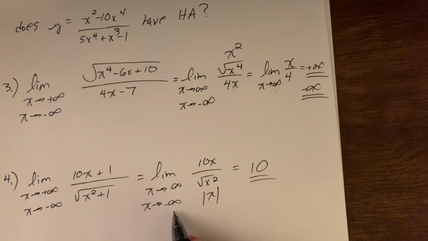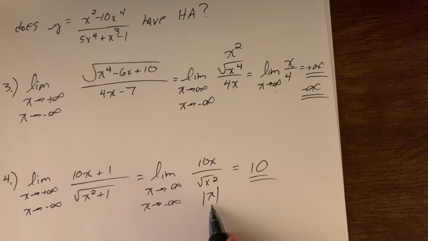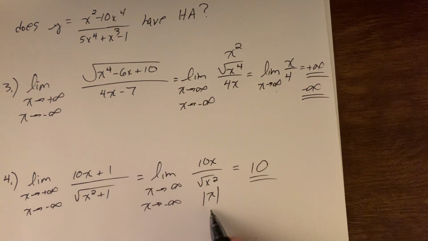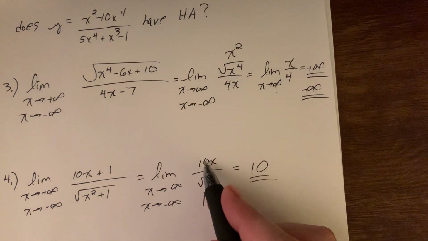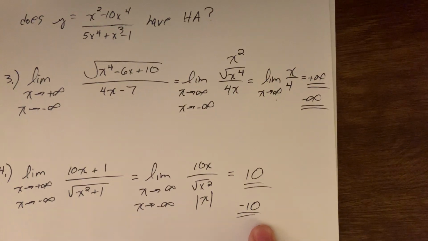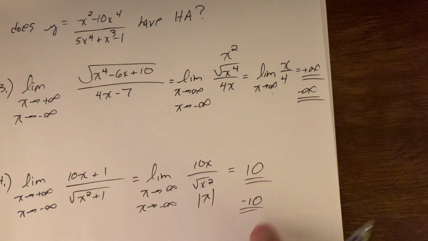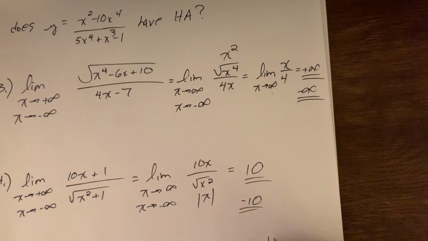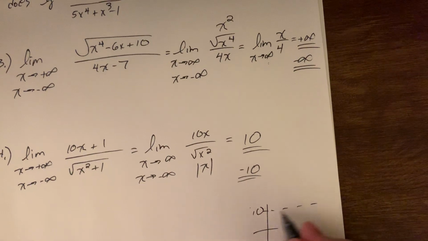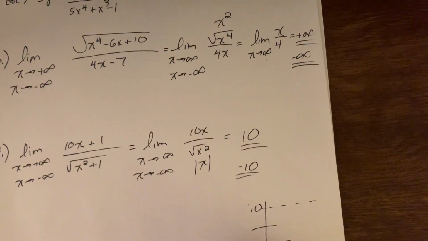But as x approaches negative infinity, I have to think of this as a negative x. I'm plugging negative values in. This will be negative, but this will come out positive. So it's really 10x over negative x, and the answer would be negative 10. This is a rare function that would have two horizontal asymptotes. On the right side of the graph, we'd have something approaching this part up here, but on the left side of the graph, we'd be approaching this line.